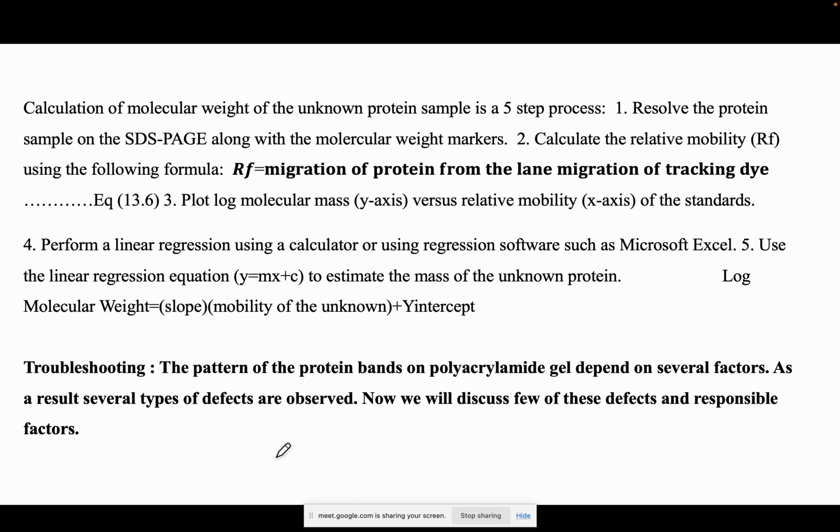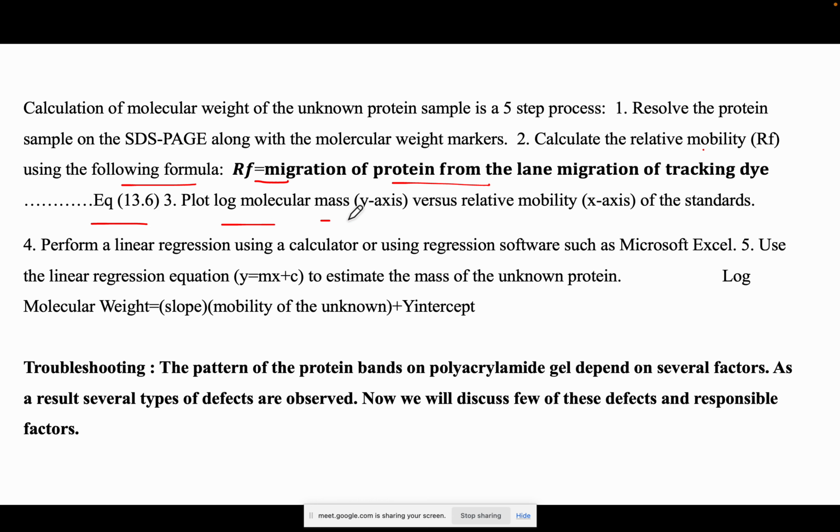Now calculation of molecular weight of the unknown protein sample is a 5-step process. Resolve the protein sample on the SDS-PAGE along with the molecular weight markers. Then calculate the relative mobility using the following formula. Relative mobility Rf equals migration of protein from the lane divided by migration of tracking dye.